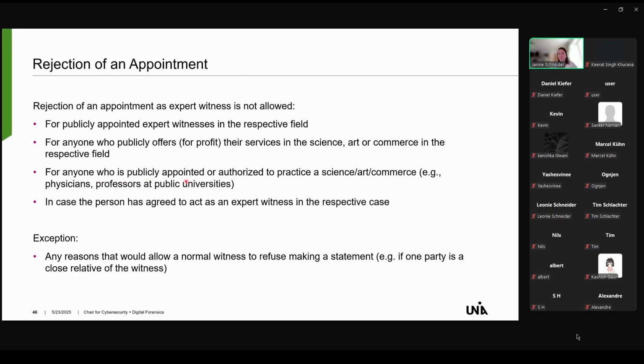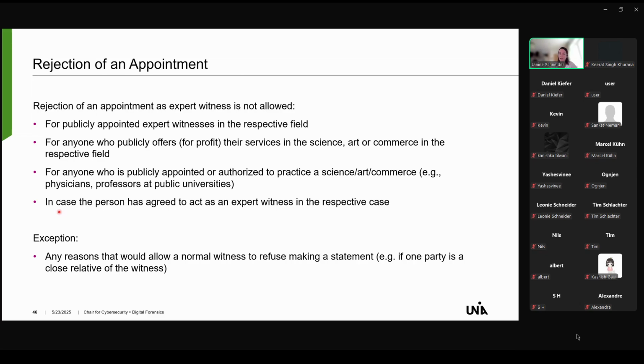Okay, who else cannot reject the appointment? Anyone who is publicly appointed or authorized to practice a science, art, or commerce, e.g., physicians, professors at public universities. So again, I cannot reject the appointment as an expert witness because I work for a public university, and I'm practicing the digital forensic sciences.